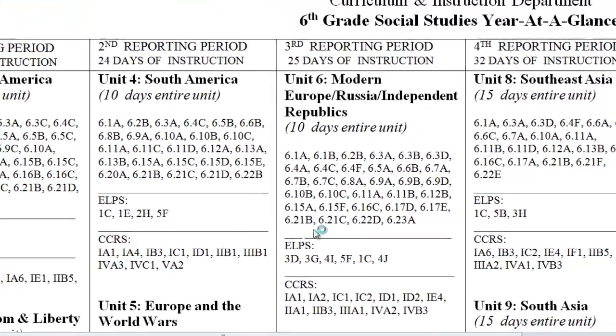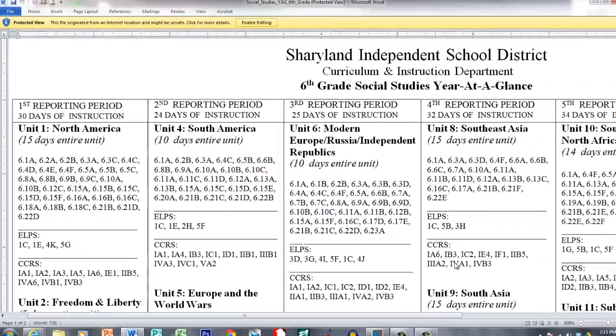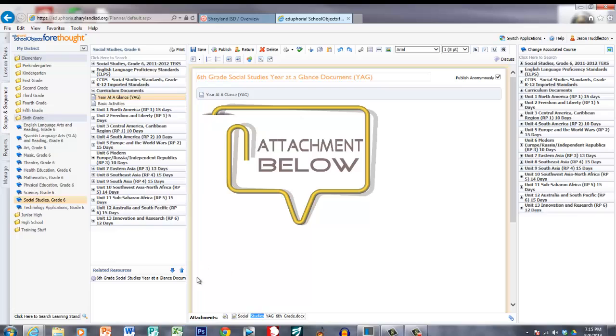There are 13 units. You do have your 6 reporting periods along with the days that are assigned to those reporting periods. You have the days that the unit should take you approximately for instruction. You have all the TEKS right here, and then you also have all of the English language proficiencies, the ELPS right here, and then the CCRS, those standards listed as well that pertain to that unit. This kind of looks the same as it did last year, with the addition of the ELPS and the CCRS standards and the other changes that we made, and that's attached right there to that activity.